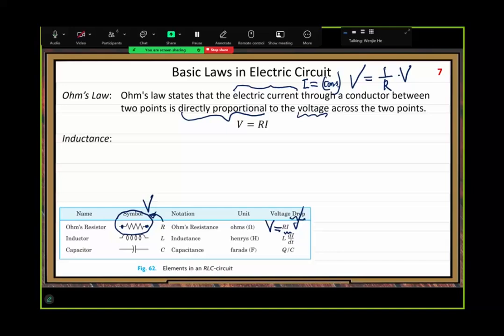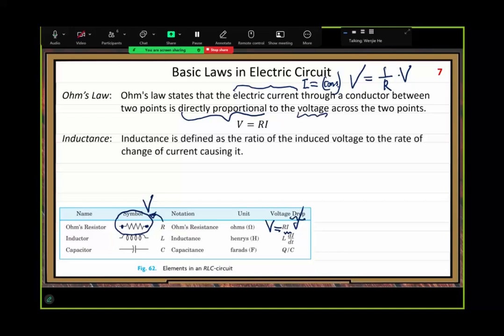Then another important basic law is about inductance, regarding the inductor, the coil. Inductance is defined as the ratio of the induced voltage to the rate of change of current causing it. Let's try to understand.